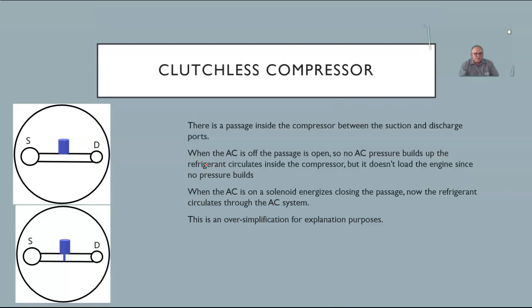It's just going to spin, but not build up any pressure. Once you want the AC to work, there's a solenoid on there that's going to close off that passage, and now the refrigerant's going to flow through the condenser, receiver dryer, TXV, evaporator, and back to the compressor, so we have AC working as normal.